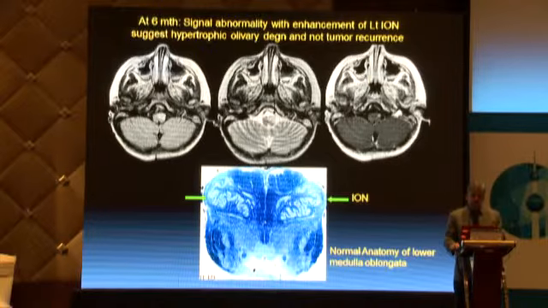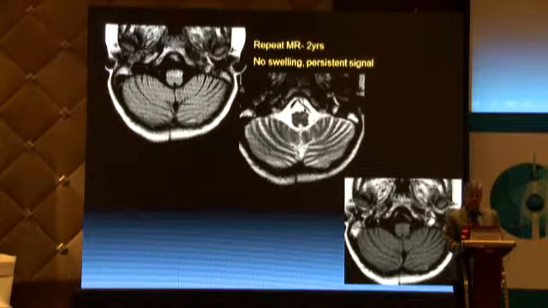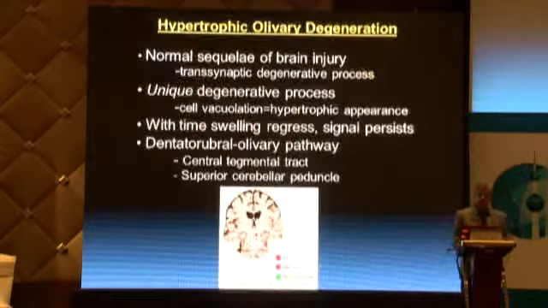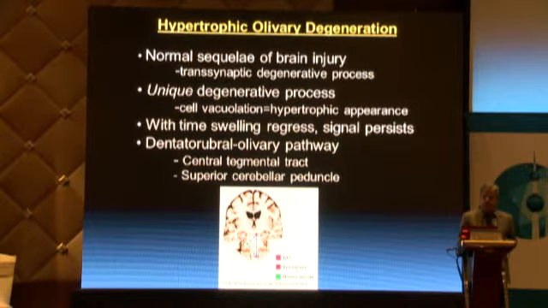And then if you follow this up, it's a very specific disease which you can diagnose. You don't need biopsy. If you follow this up, like this is a repeat in 2 years, that swelling has gone down, a little bit of residual signal in the inferior Olivary nucleus, and the enhancement has completely disappeared. So it is a normal sequelae of brain injury. It's a transsynaptic degenerative process. It causes cell vacuolation initially and then goes on to atrophy.